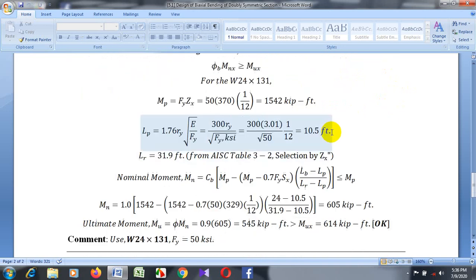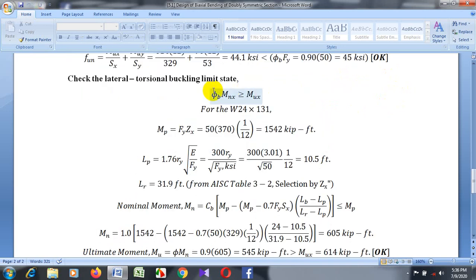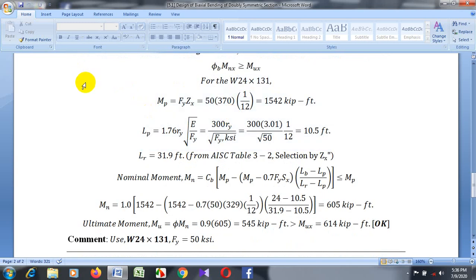Second check, the lateral torsional buckling. This is the most important check, the lateral torsional buckling limit state. In this state, phi Mnx must be equal to or greater than MUX. So this section, W24 by 131, means the depth of the section is 24. Now the plastic moment of this section is Fy Zx, where Zx is the x direction section modulus, and 50 is the yield stress Fy.